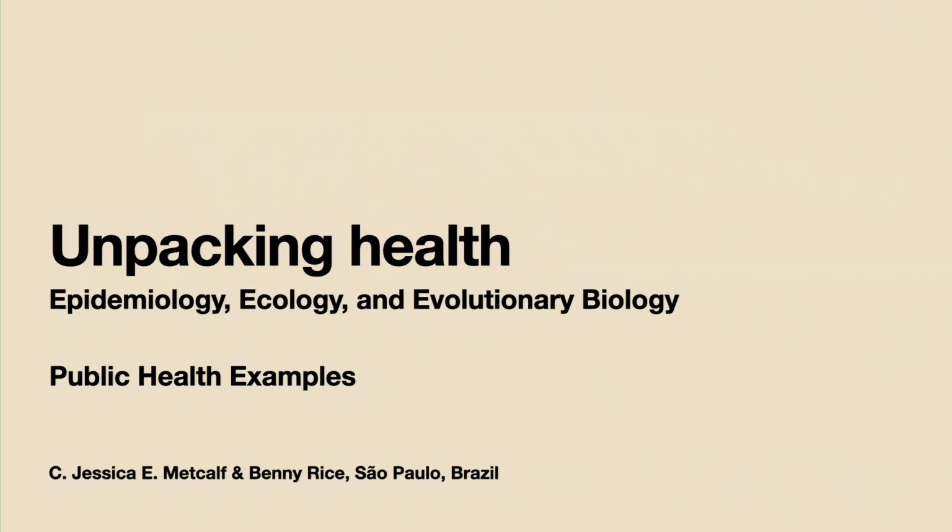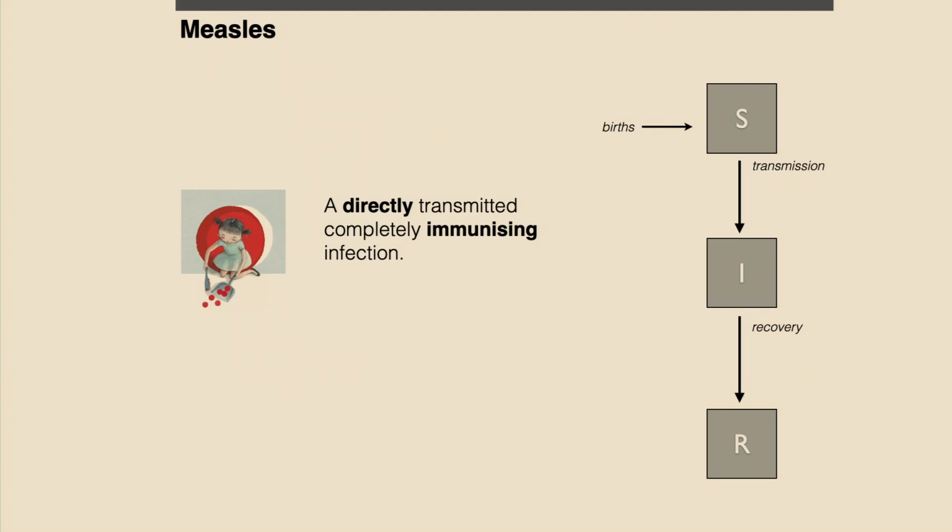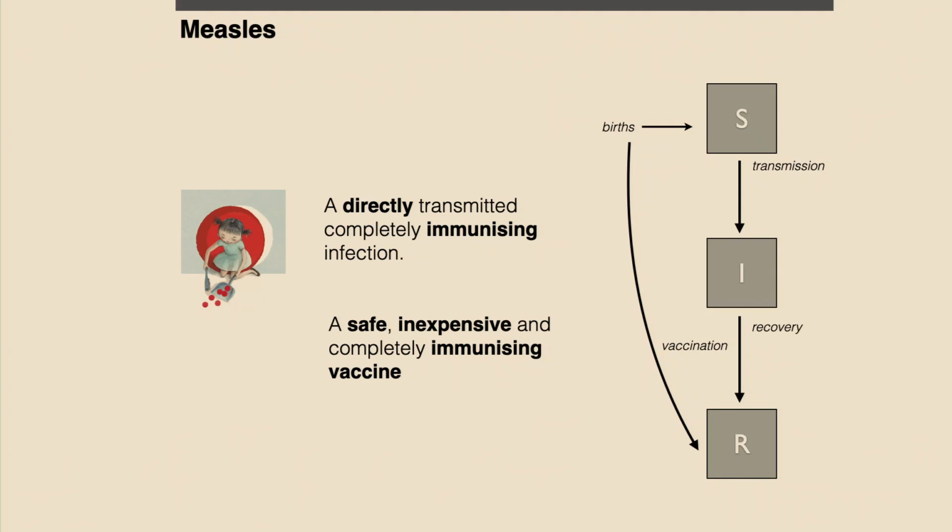So I told you how I entered into thinking about public health on rubella. But if you're thinking about rubella, it is almost inevitable that you think about measles. A directly transmitted, completely immunizing infection, so the usual schematic, a safe, inexpensive, and completely immunizing vaccine, as we've been discussing. But also, this is an infection for which, in the worst case, the case fatality rate can be as high as 20%. This vaccine is often referred to as a best buy in public health because it is so cheap and so effective and it protects children for life.